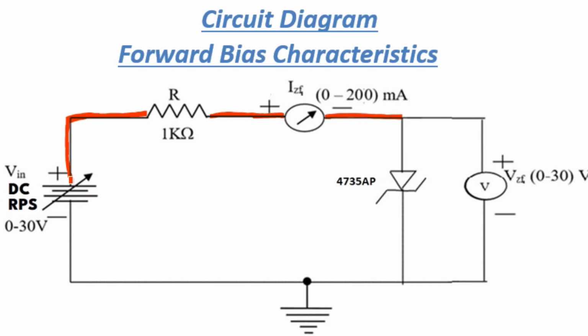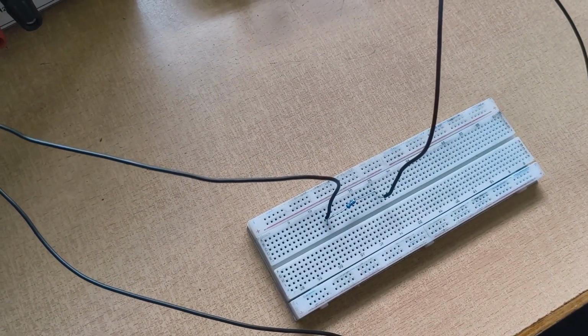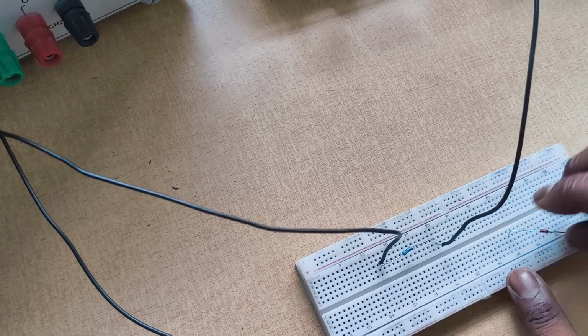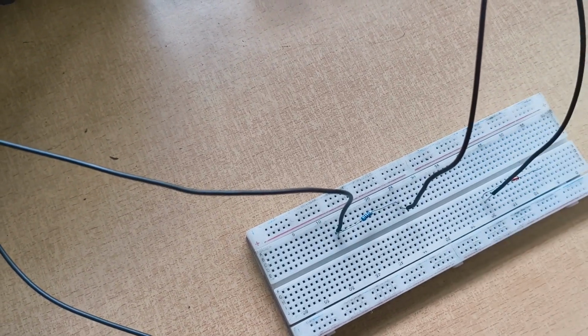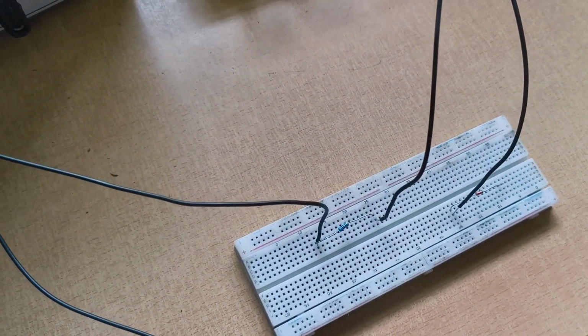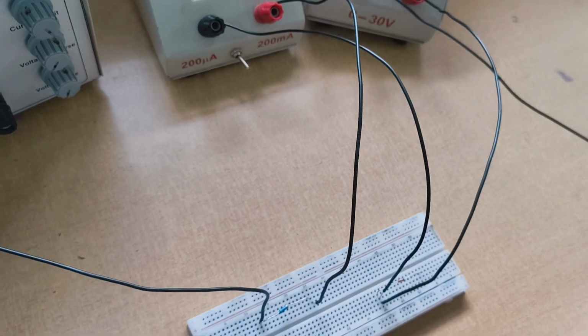From the breadboard, we connect one wire to the Zener diode anode, and one more wire to the voltmeter positive. The ammeter negative is connected to the Zener diode anode. The voltmeter positive is also connected to the Zener diode anode.